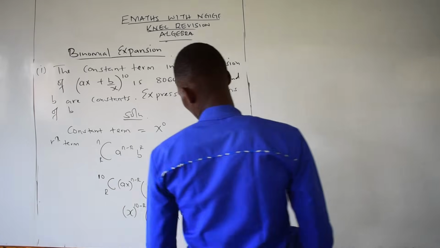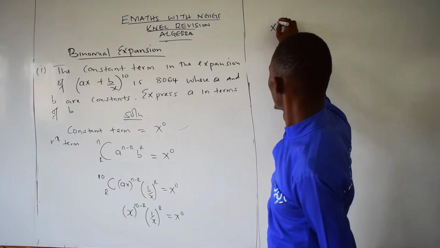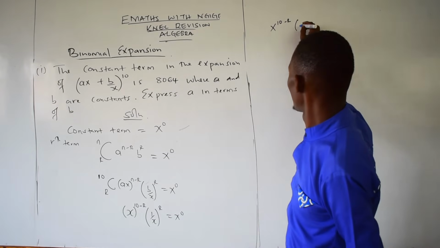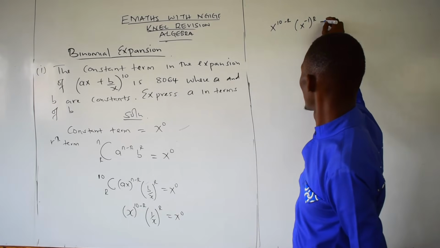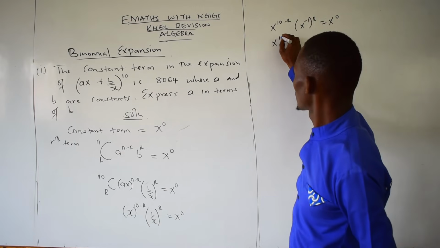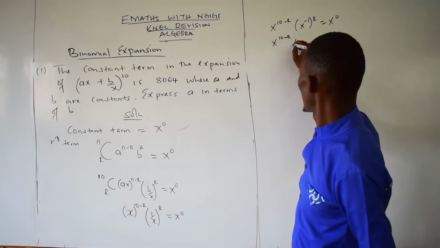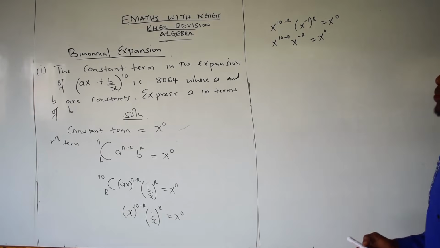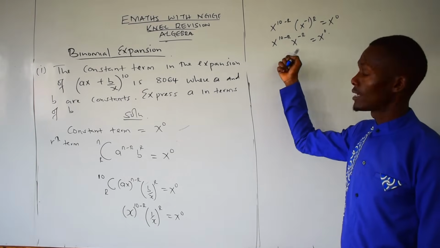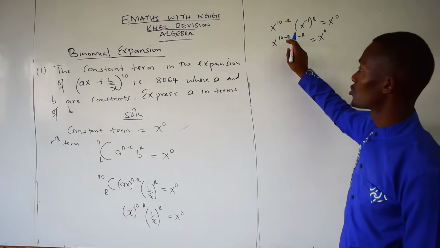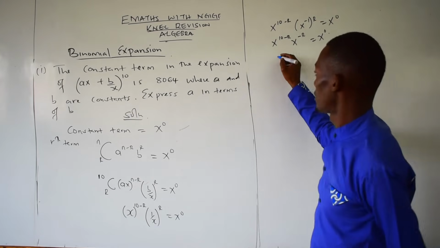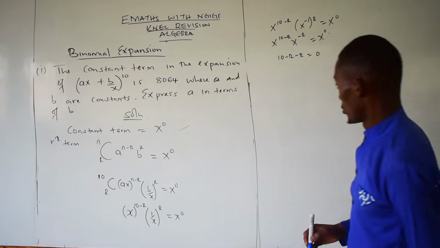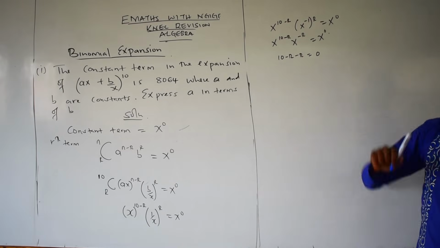Then, putting that, we have x to the 10 minus r. Now, remember, you can bring x from the denominator to the numerator, so that we have x to the negative r equals x naught. Therefore, we have x^(10 minus r) times x^(negative r) equals x naught. What do you know about the laws of indices? When you have terms of the same base and different powers, what do you do to the powers? You add the powers. So therefore, we have 10 minus r plus minus r, which is just minus 2r, which should give you 0.